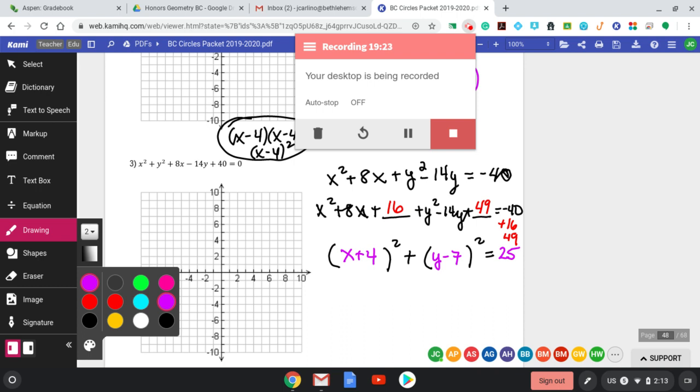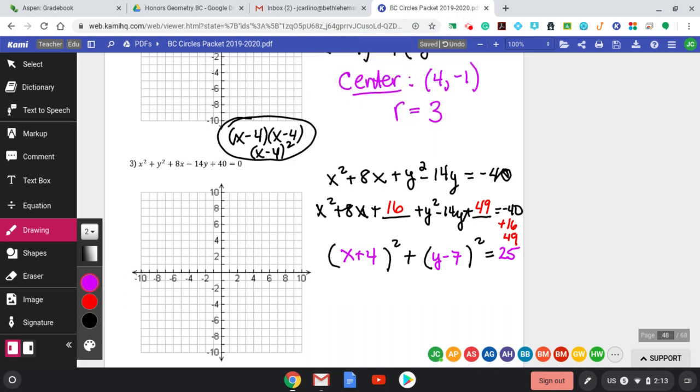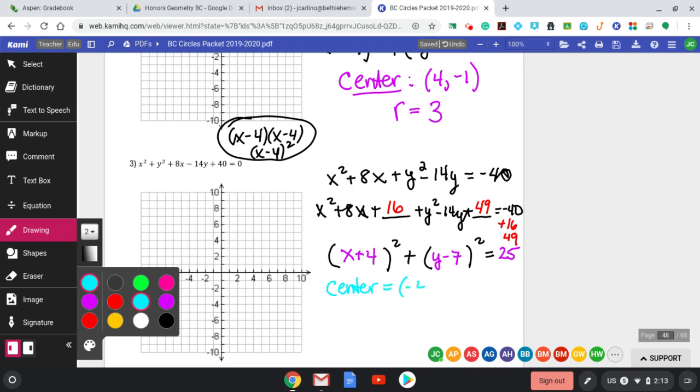Okay, so hopefully we got x plus 4 all squared plus y minus 7 all squared equals 25. So that would make the center -4, 7, and my radius would be 5.